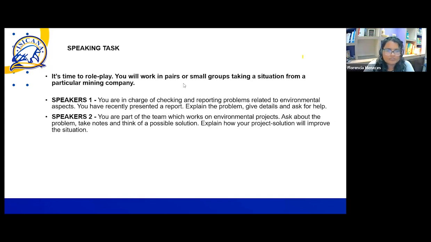I will go to each small breakout room, and I'll be there if you need any help. It's your idea, okay? It's your time to be creative and to use all this vocabulary that was presented previously and try to keep it real. Try to use situations that might happen at the work site, at this mining site.